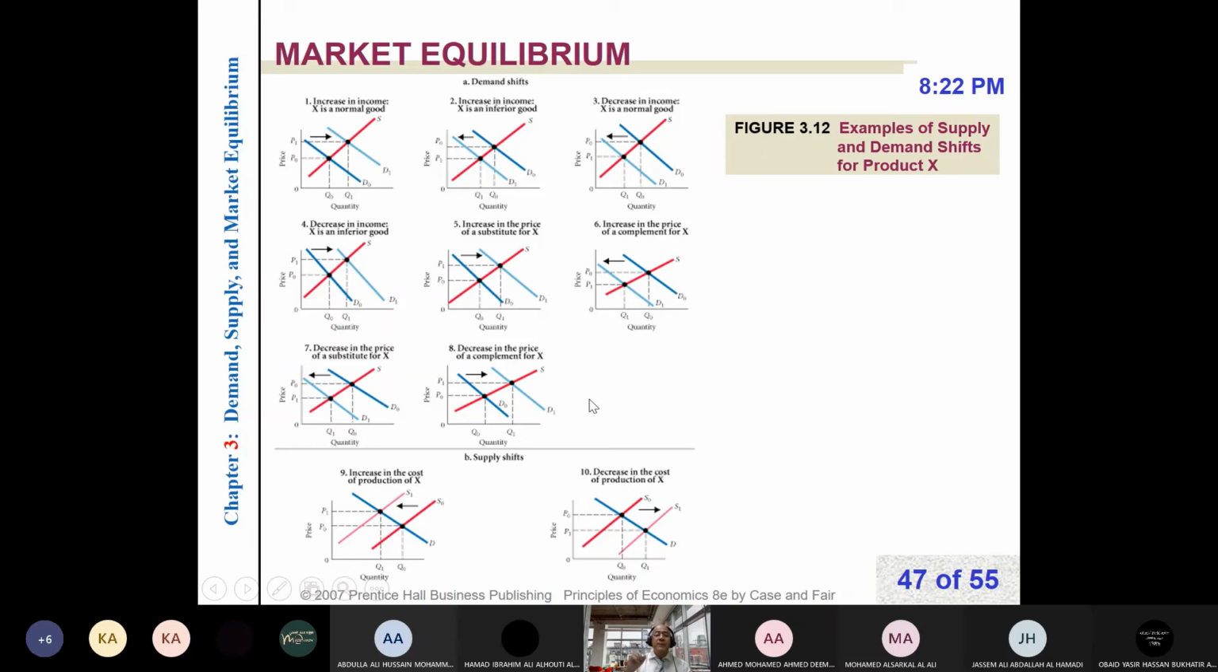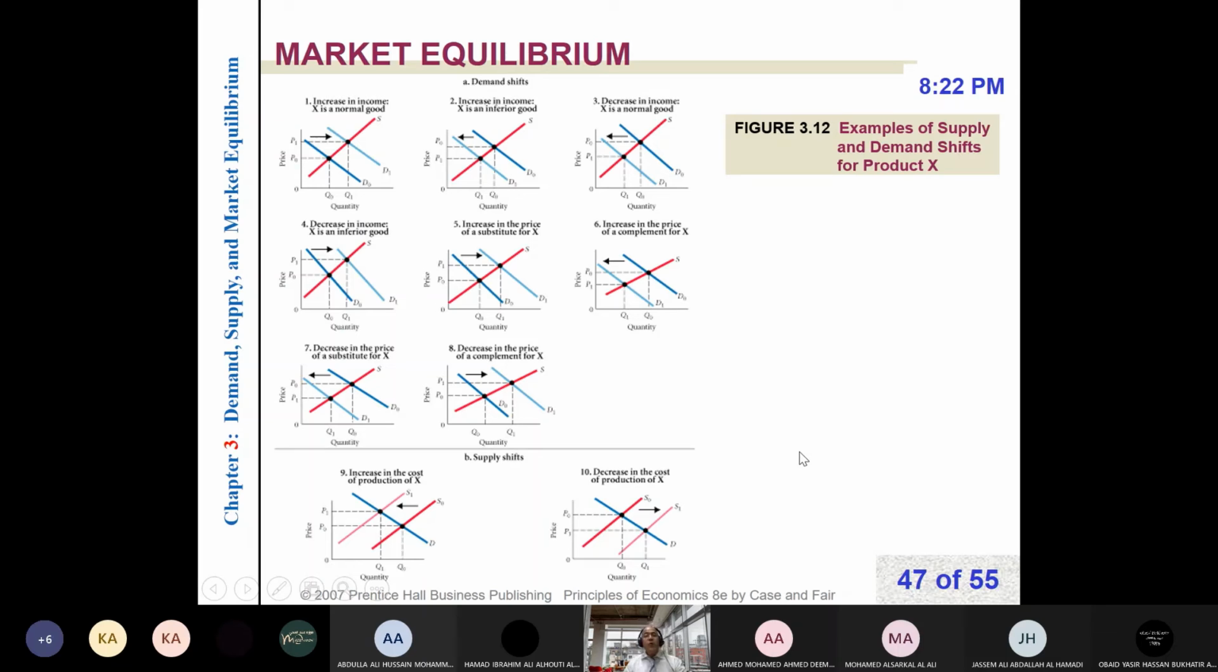What will happen to equilibrium price and quantity? Increase? In the price or quantity? Both. Well done. So see here, first, what happened in the market? Okay, because demand for tea increases, and we look at the intersection point. The intersection point tells us there is an increase in the price and the quantity.